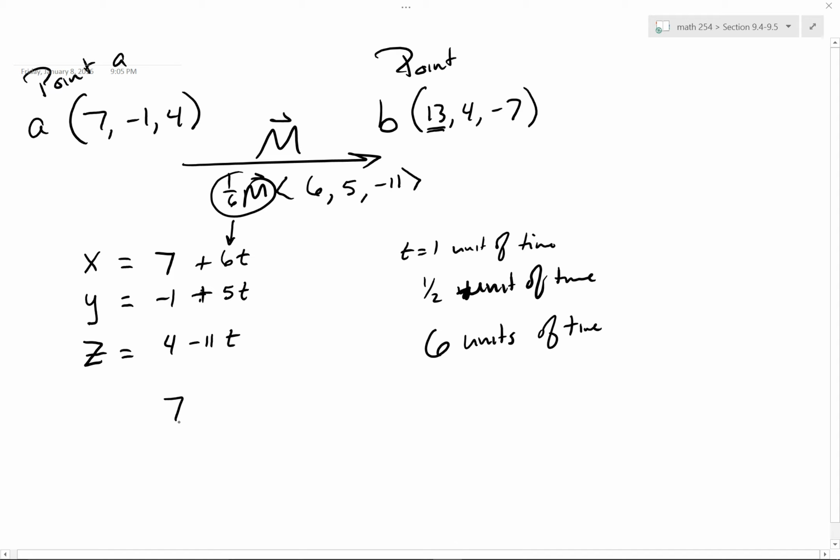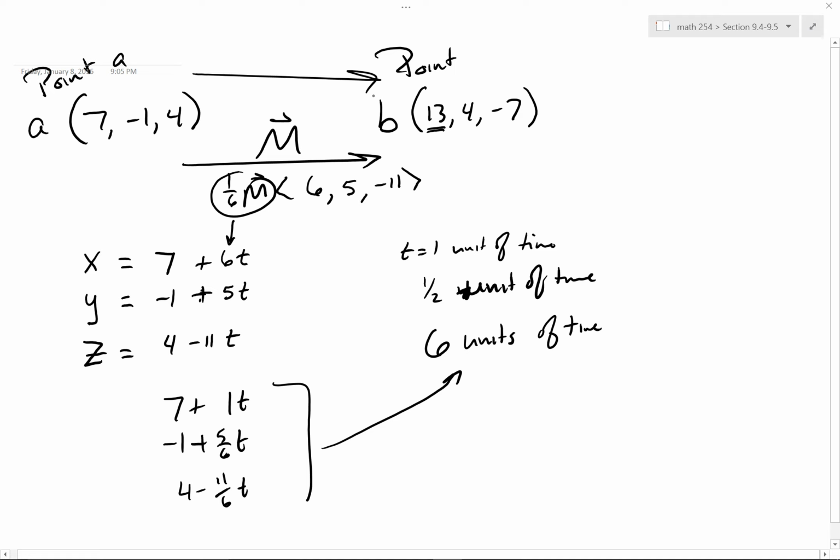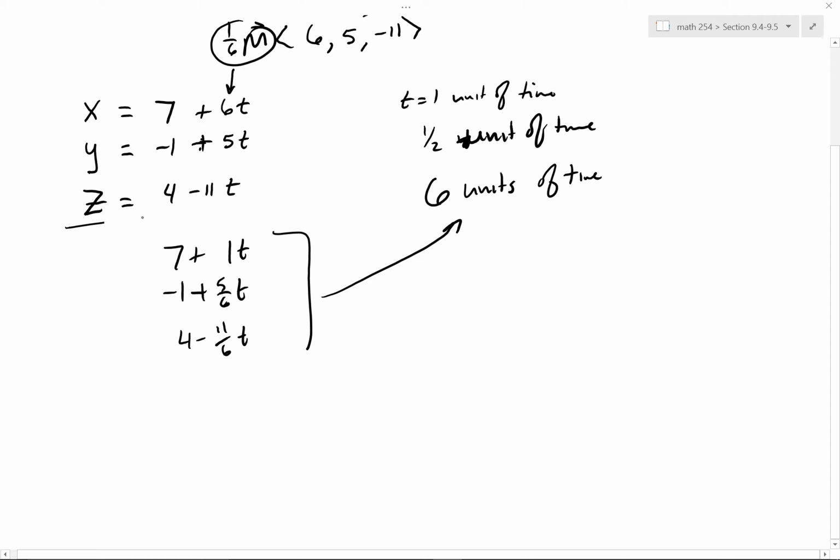And so that would end up being 7 plus 1/6. And negative 1 plus 5/6, and not 1/6, you jackass. 6 over 6 is 1. There you go. And 4 minus 11 over 6. Bam. And this right here would take 6 units of time to go from A to B. But you're still going the same direction. The only difference is in how fast you're getting there. Okay? So these are parametric equations. These are stuff that probably you've seen before somewhere, okay? That's not a big deal.